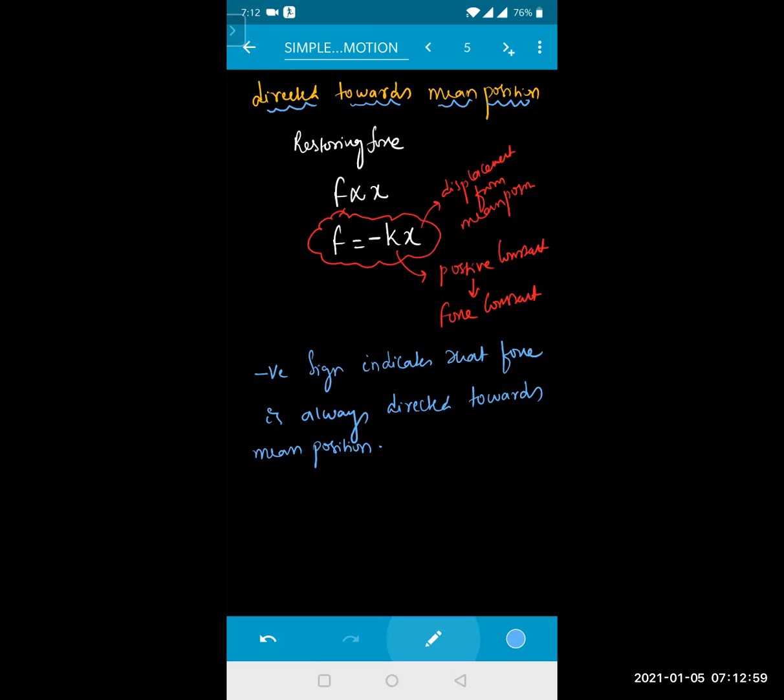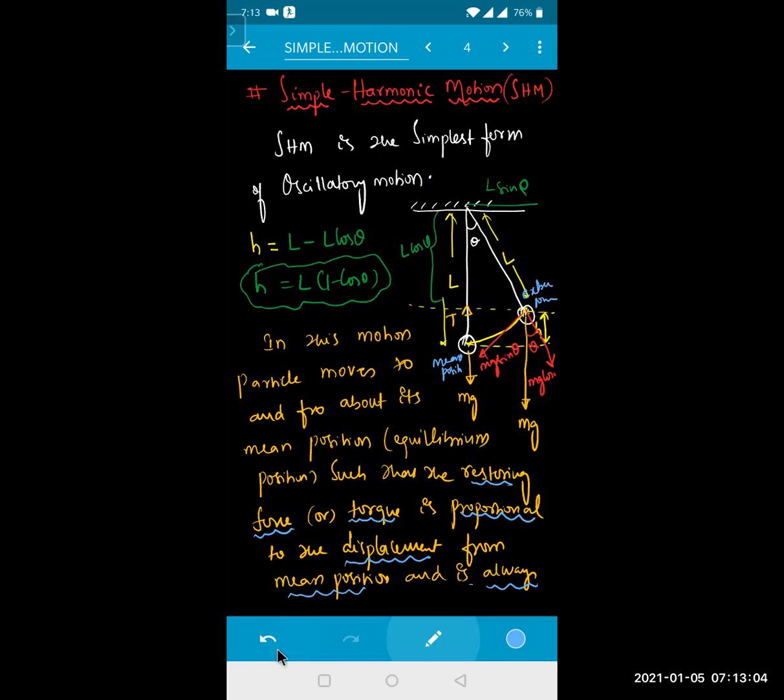Okay. So that is about simple harmonic motion. If you have any doubt in this, just see it better. No doubt on that? No, sir.